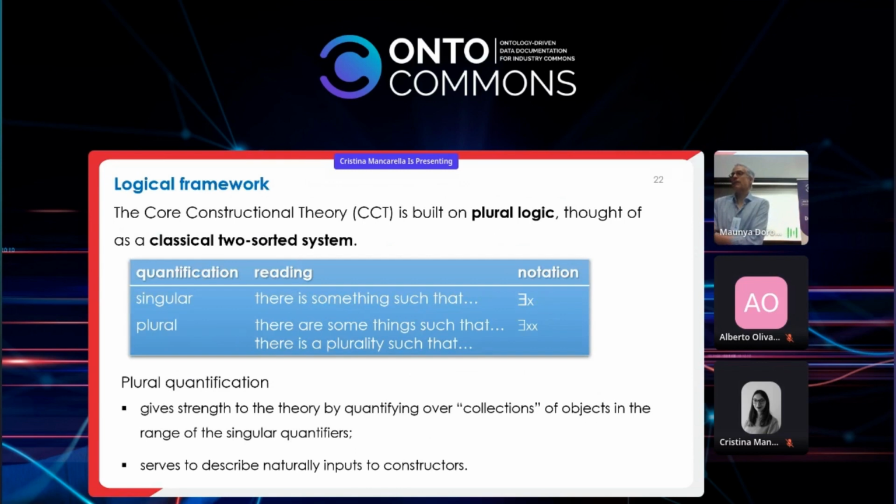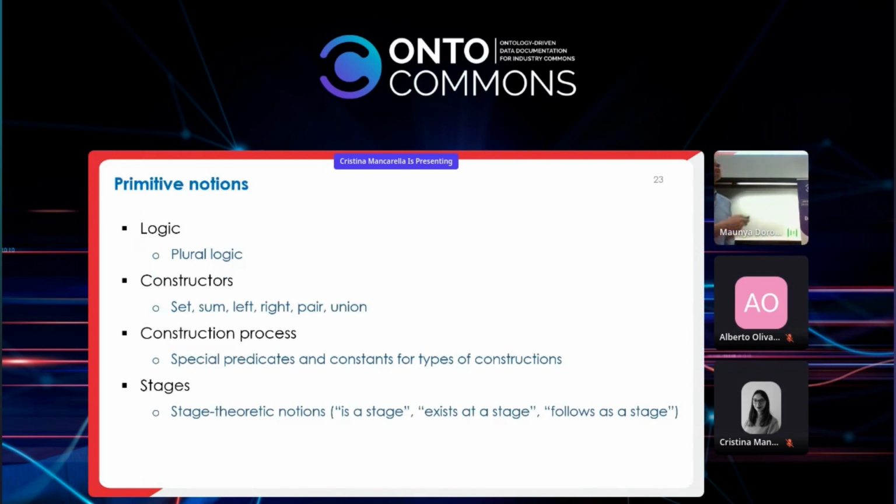Okay, so a little bit about the theory and the logical framework that we use. So we use the so-called plural logic, where ordinary first-order logic has just singular resources. We also talk about many objects simultaneously, namely the things from which you construct. So we use these double variables to have many values simultaneously. Plural quantification, it's called. So the primitive notions that we have, there's logic, there are the constructors, and then the construction process. So we need some primitive notions for that, for stages and so on.